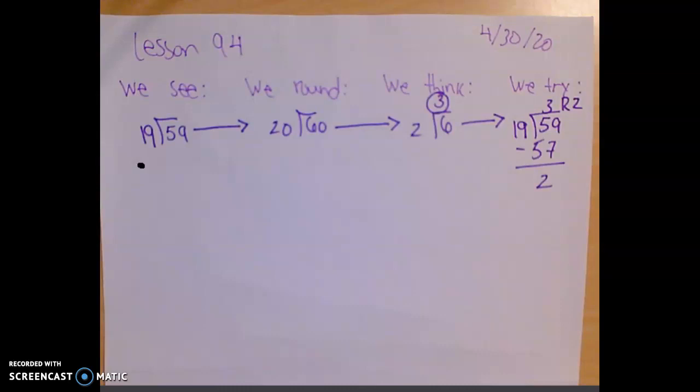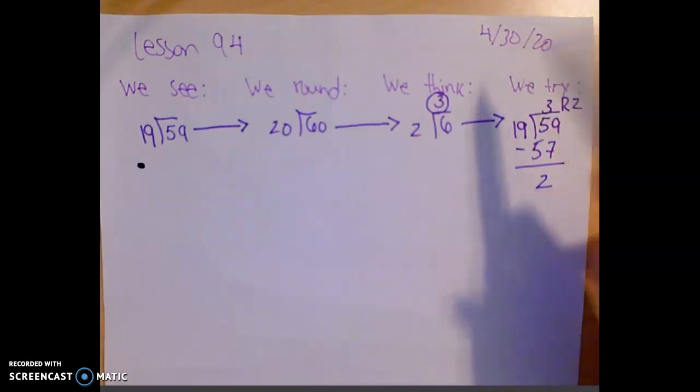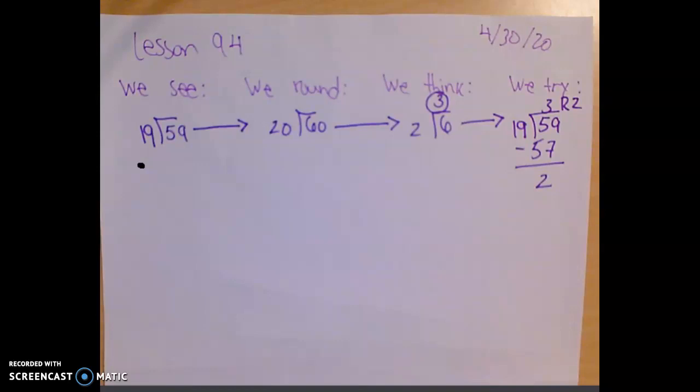Good morning, guys. We're going to look at lesson 94 today, using estimation when dividing by two-digit numbers. Today is April 30th. Back in lesson 92, it talks about a method to help us divide by two-digit numbers. The problems in that lesson were chosen so that using the first digit to guess the division answer would work. However, this method is not always going to work, so we're going to learn another strategy for two-digit division.